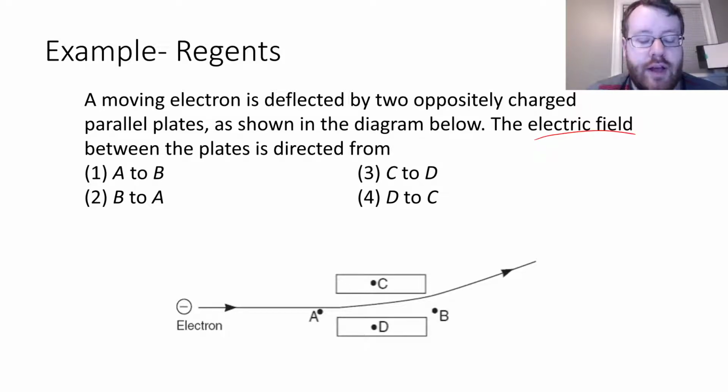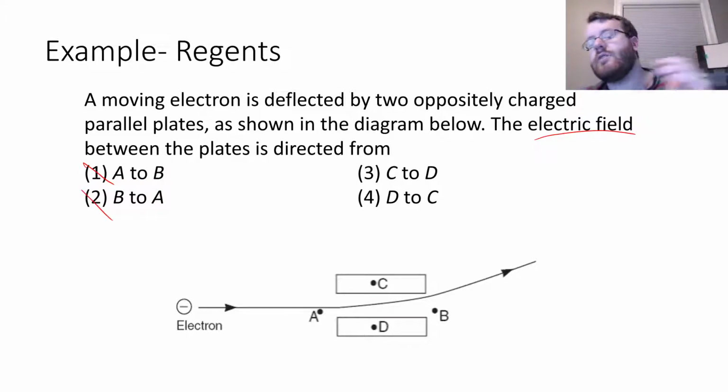Right away, we can get rid of A and B. The fact that this is deflecting upwards means it's not going to the left or to the right, because what would those do? Those would make the particle go either faster or slower, depending on the direction. It wouldn't actually change the direction. So it has to be going up or down.